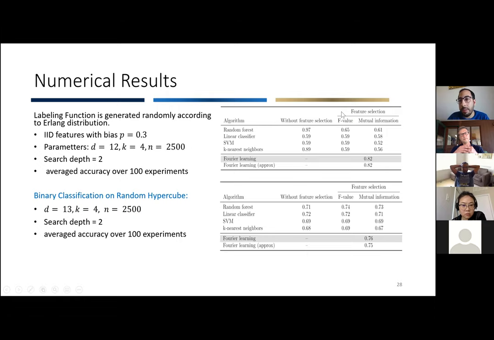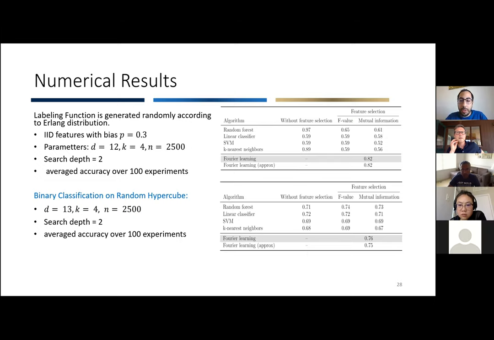You can see that we compare that with the F-value score measure and the mutual information. We compared it with different algorithms, like random forest, SVM, linear classifier, k-nearest neighbors. And you can see that it gives us a promising result compared to those two.